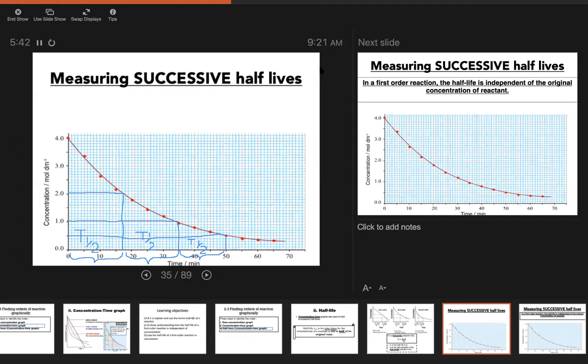How's it going? Are you okay? What sort of half-life are you getting? 17.5. Anyone else? Same, 17.5. Is that for the first half-life? How about the second half-life? 16.5. 17.5. And the third half-life? 15? 17? Okay, 16.